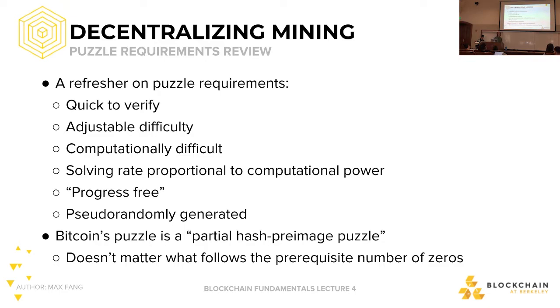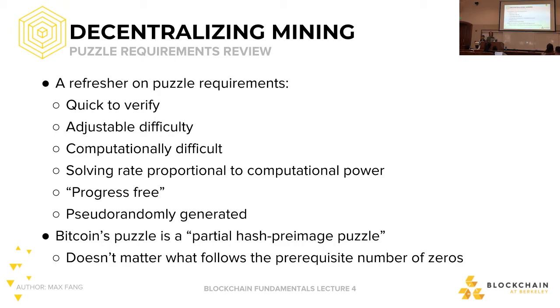And of course, that also brings up the question, what again do we need for a good cryptographic hash function? So if you look up there, there are a few refreshers on the puzzle requirements. The first is it's quick to verify once you have a solution. That's basically when somebody publishes a nonce that works, everybody else can take a look at that with the block information that they posted and say, yeah, that solves the puzzle.